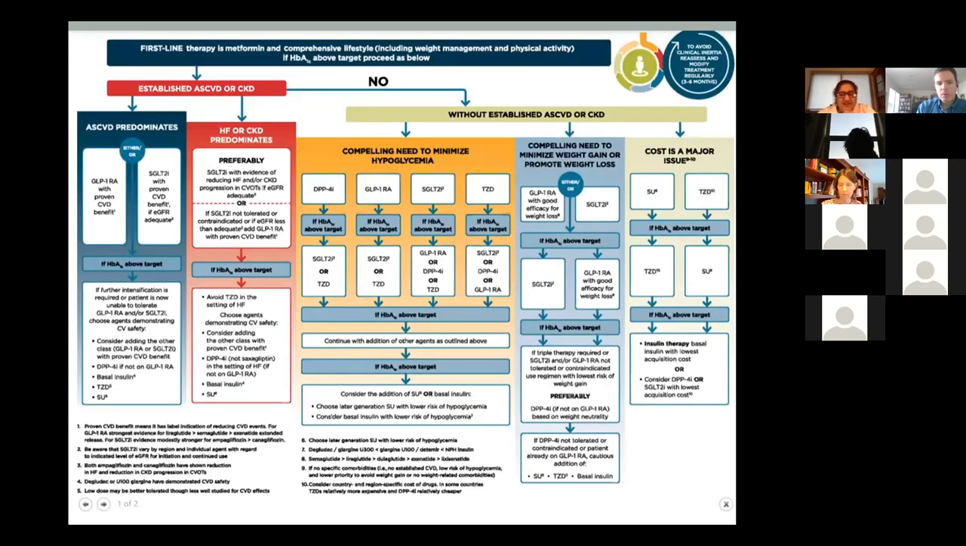So I'm going to spend a little bit of time on the ADA guideline on choice of medications for type 2 diabetics.